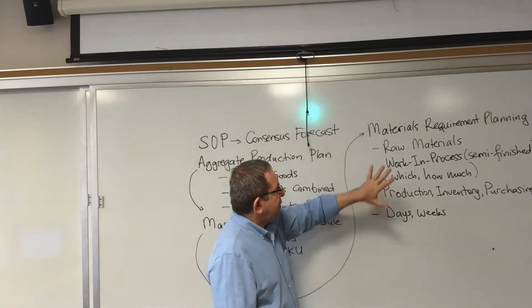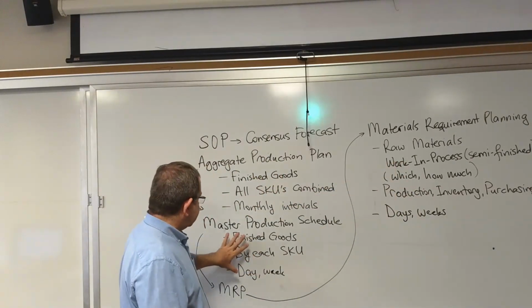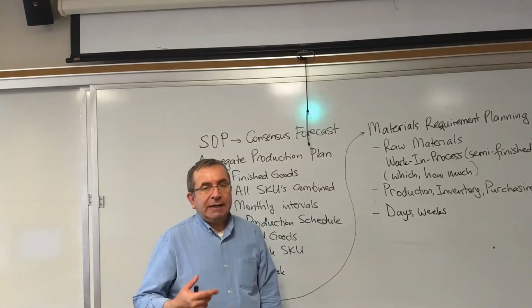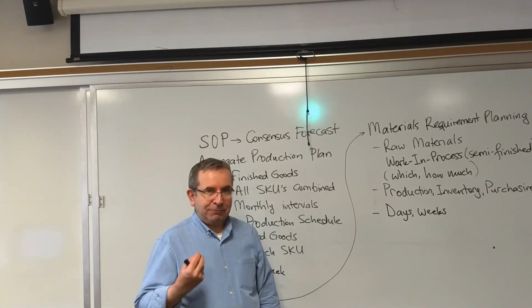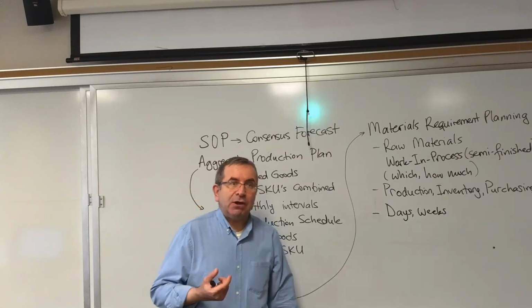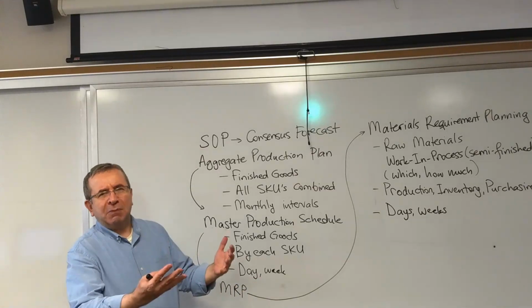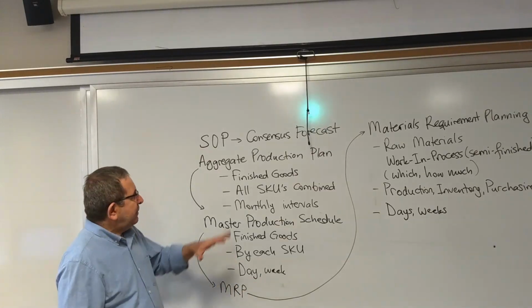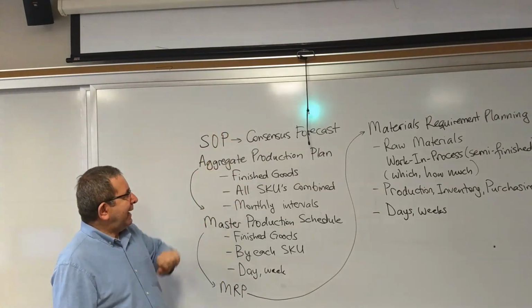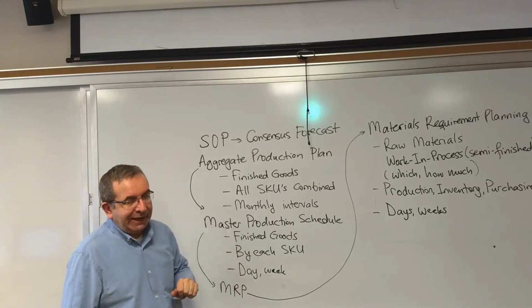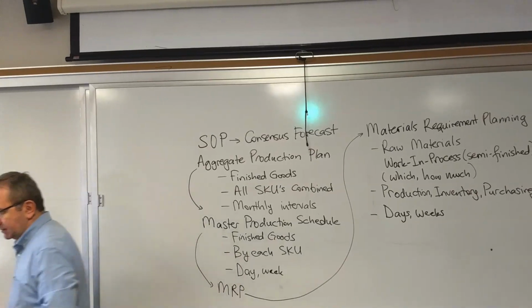So this and this, master production schedule and MRP, are operational planning processes, because we're looking at days and weeks, maybe even months. But S&OP and aggregate production plan are tactical planning processes.